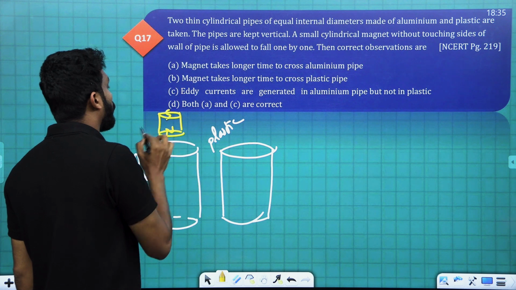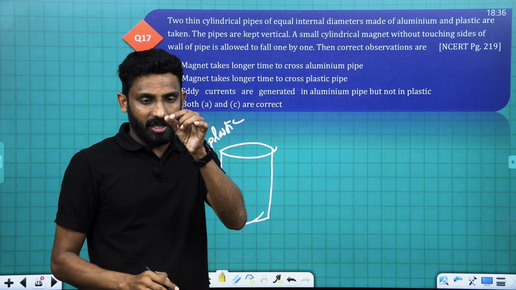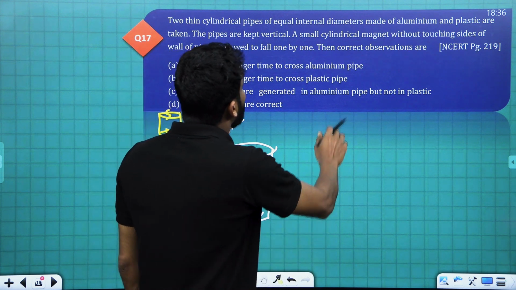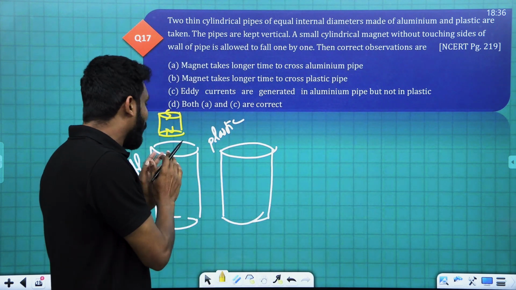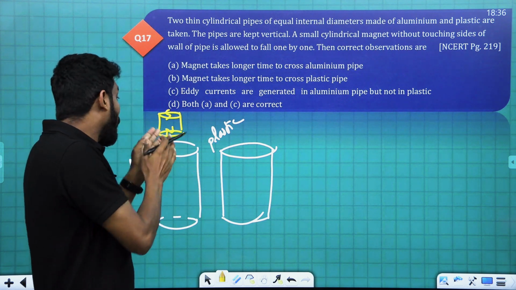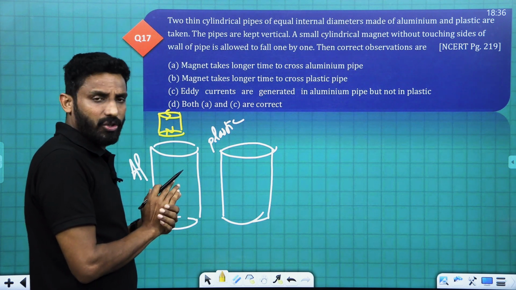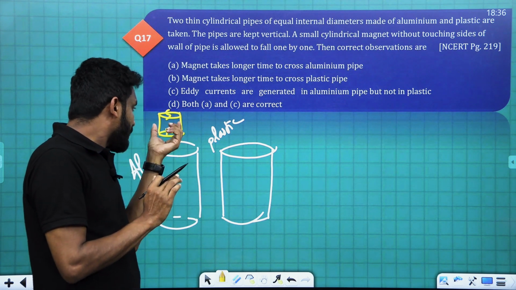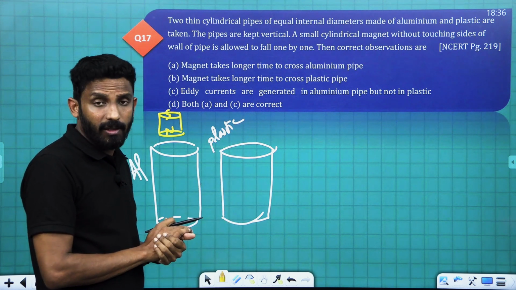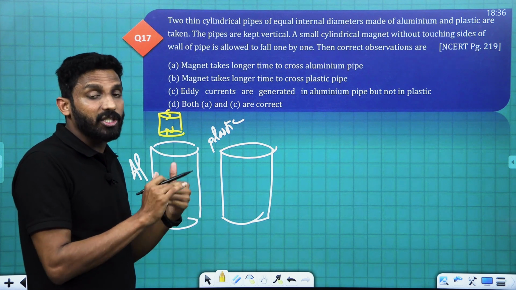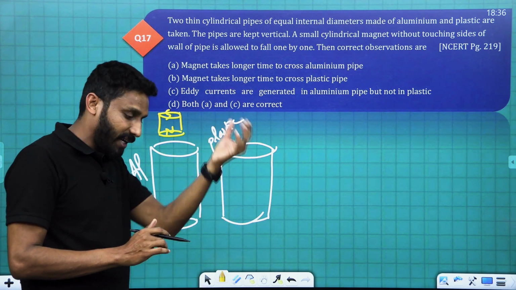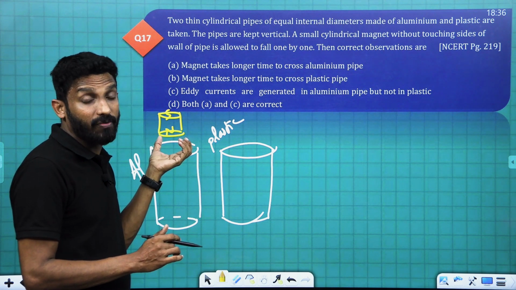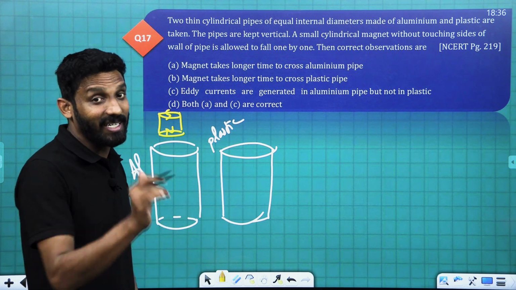North pole, south pole. Suppose a cylindrical magnet is just dropped. It is allowed to fall through these cylindrical pipes. Then correct observations are, see, aluminum is a paramagnetic material. While this is falling down, there will be energy wastage in the form of eddy current. While this magnet is falling through this plastic cylinder, there is no eddy current formation, no wastage of energy. It falls like free fall in gravity. In the second case, the magnet is in free fall. But in the first case, there is a lagging for the magnet because of the wastage of energy in the form of heat, eddy current formation.